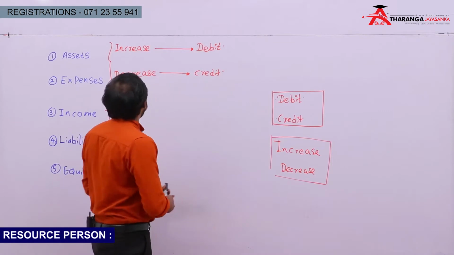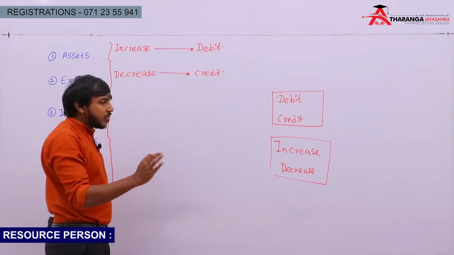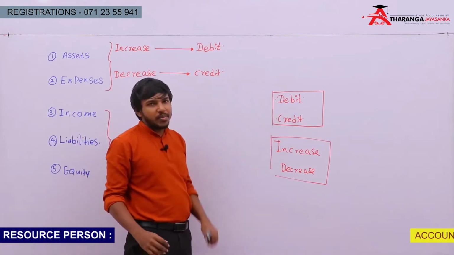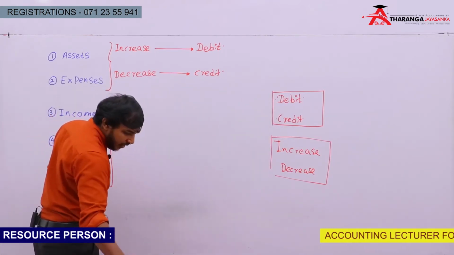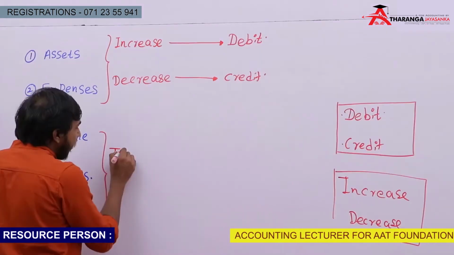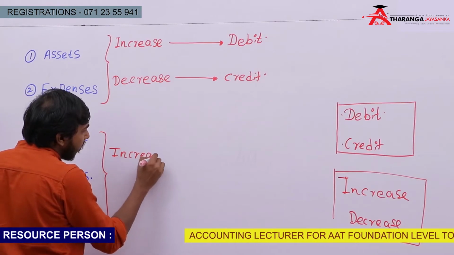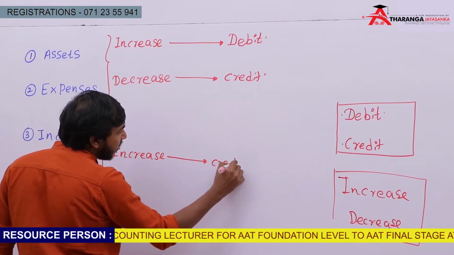It's called the debit. Not always increase is debit. Sometimes decrease is called debit. So if you take income, liabilities and equity, for the increase, the opposite way that they speak, it is credit.